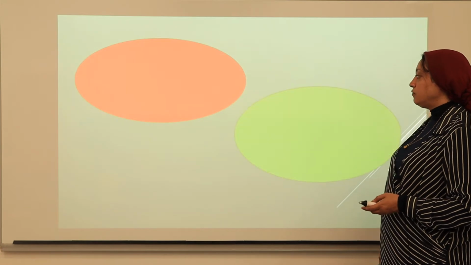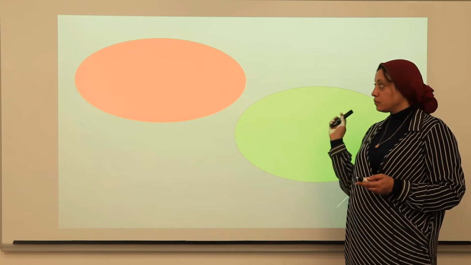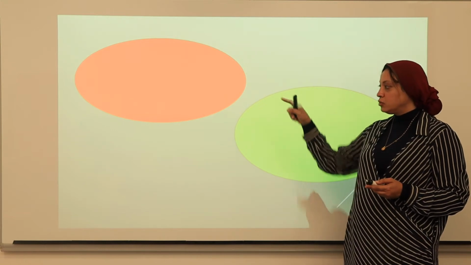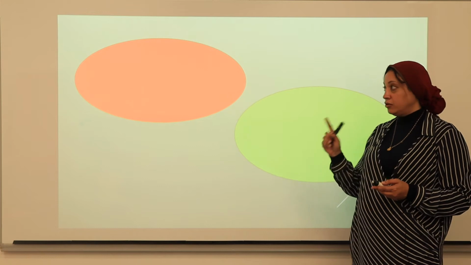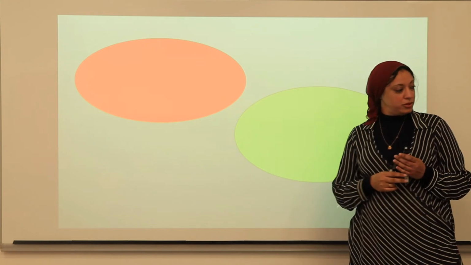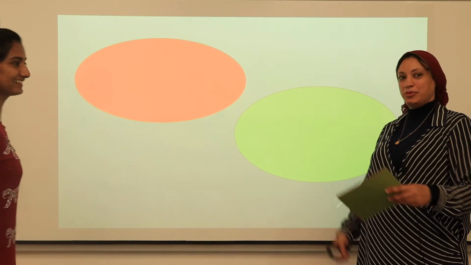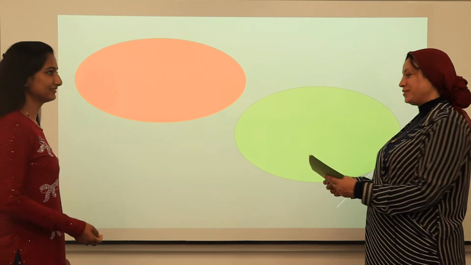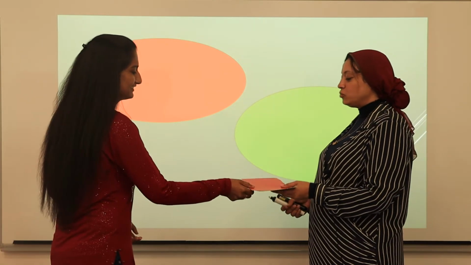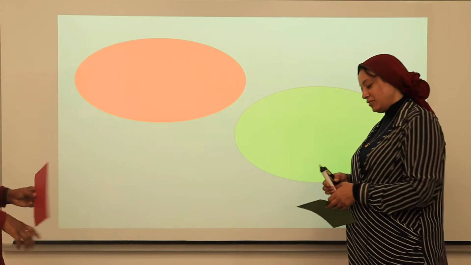Next, I have here two colors, red and green, and I have questions in both of them. Can you please join me? I will help you. Come. Take the first one. Which one will you choose first? Red. Okay, the first one is red.